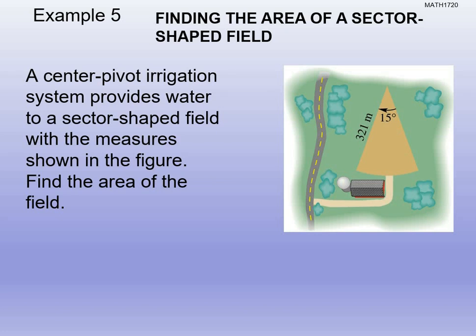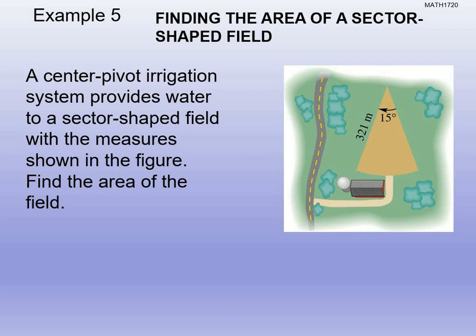All right, a realistic application here: a sprinkler system, or an irrigation system. We want to know how much area that's going to cover on your sod at your house, or if you're doing a field of corn or some other crop. So we have a center pivot irrigation system. It provides water to a sector-shaped field with the measures shown below. Find the area of the field.